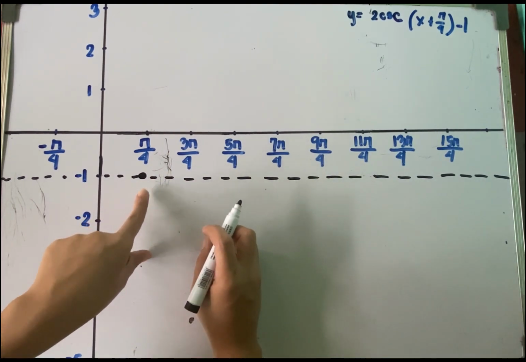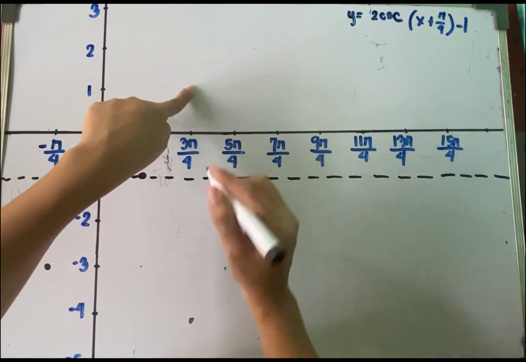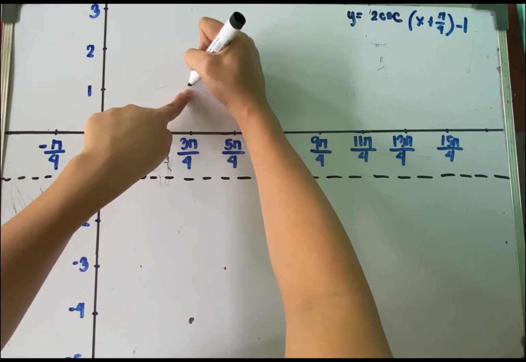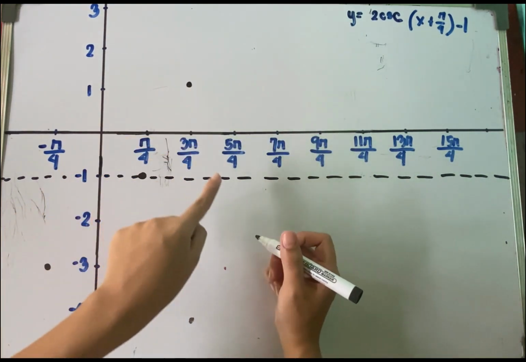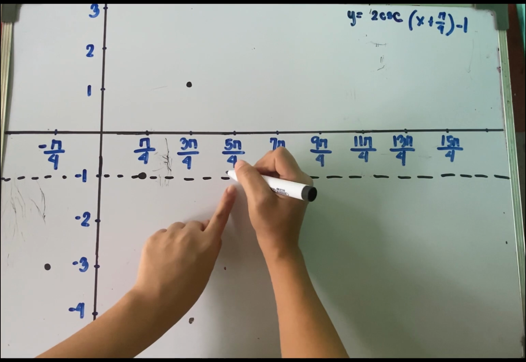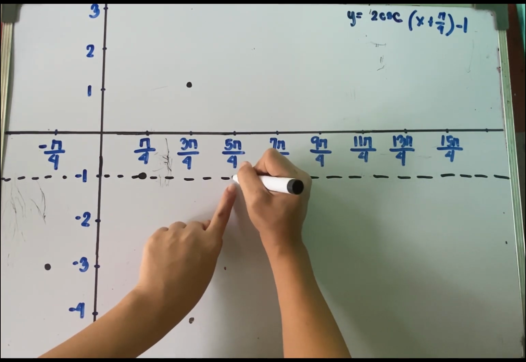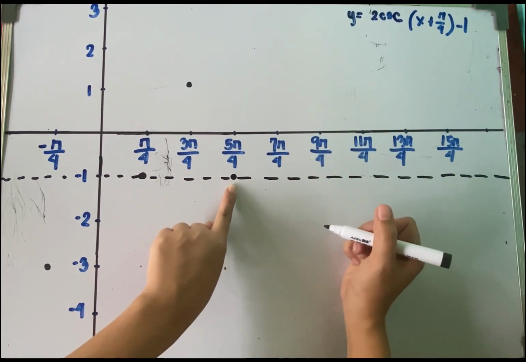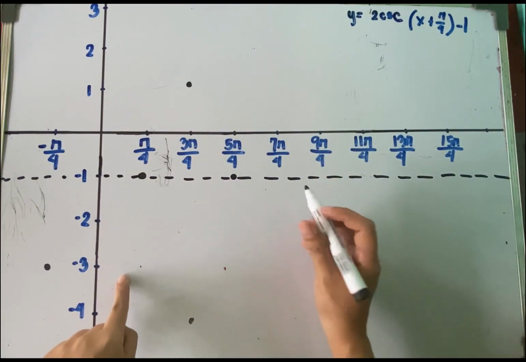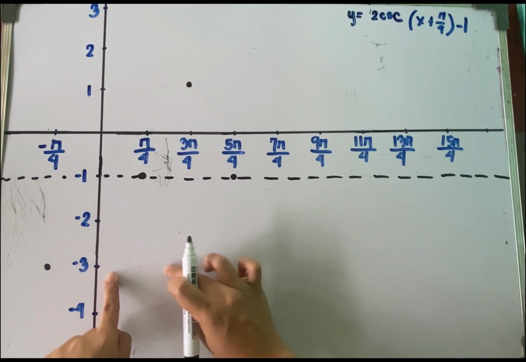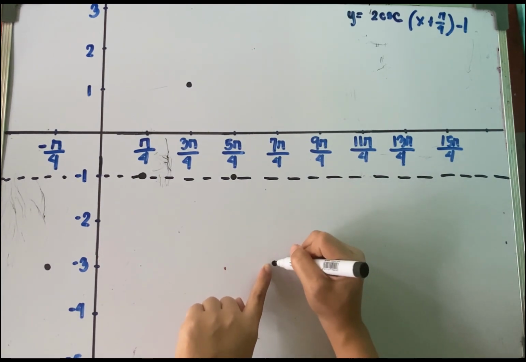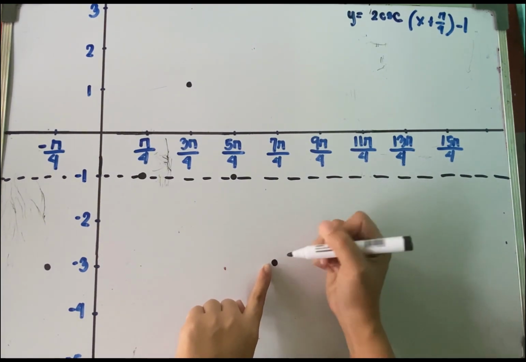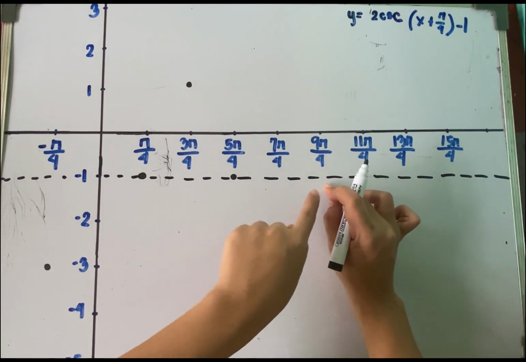Our 3 pi over 4 is in 1, and our 5 pi over 4 is in -1, and our 7 pi over 4 is in -3, as you can see in our table of values earlier. You have to just follow it. It will make your life easier.